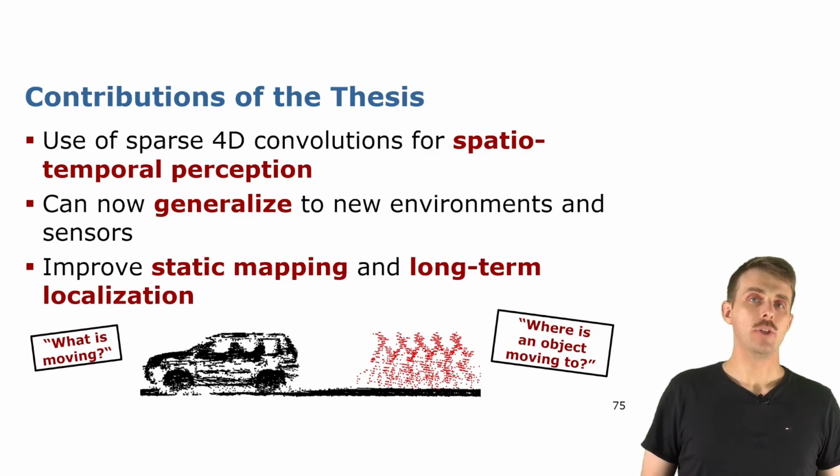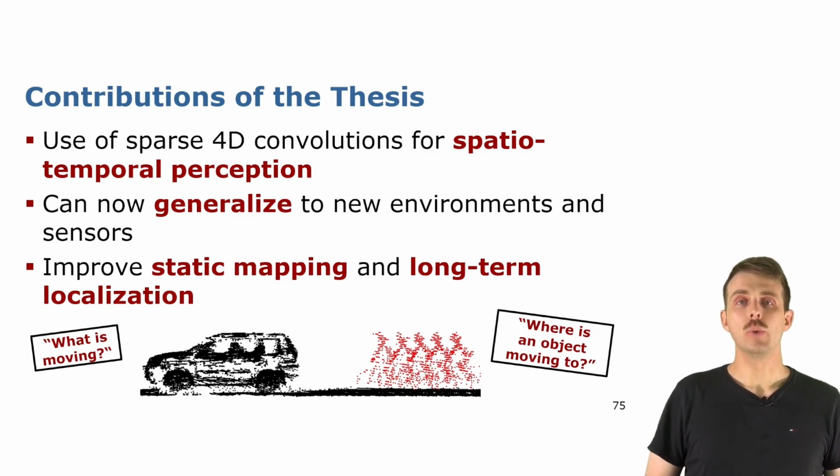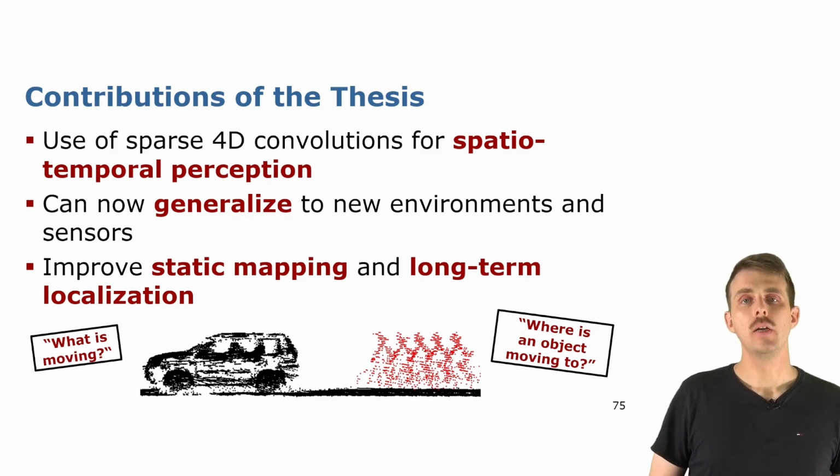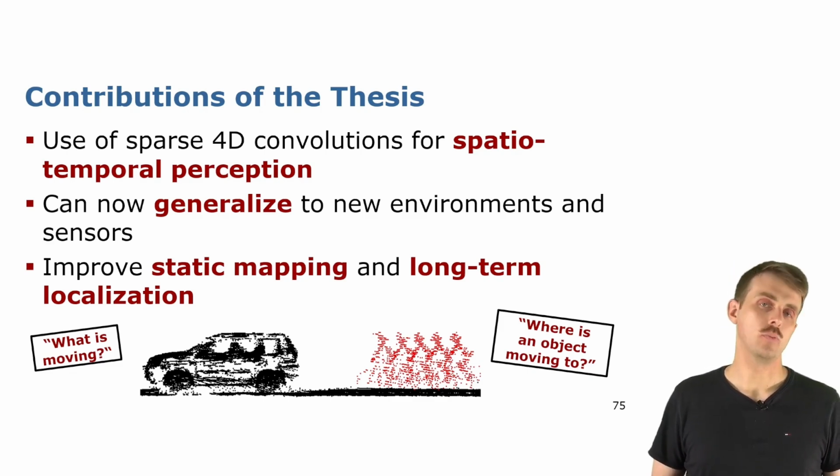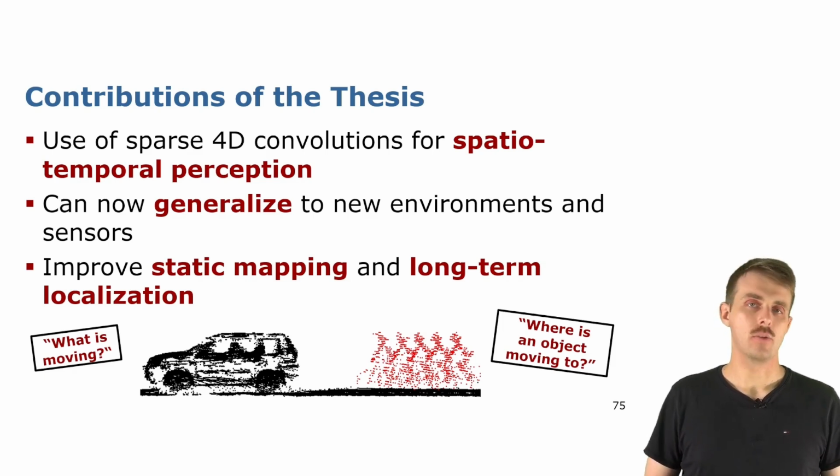So to summarize, in my PhD thesis, I contributed to several methods that use sparse convolutions for spatial-temporal perception tasks. All these approaches, or most of them, are able to generalize to new environments and sensors, so it should be easy to use them on new data sets or with other robots. And I've shown throughout the thesis that we can use these methods to, for example, improve the static mapping of an environment by removing moving objects, or also to improve the long-term localization, for example, in a vineyard.